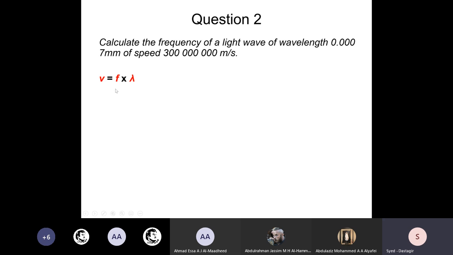First of all, we need to rearrange it. So what does frequency equal? What does frequency equal, guys?